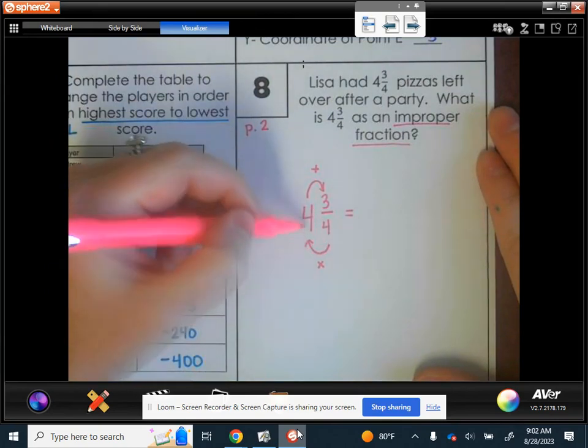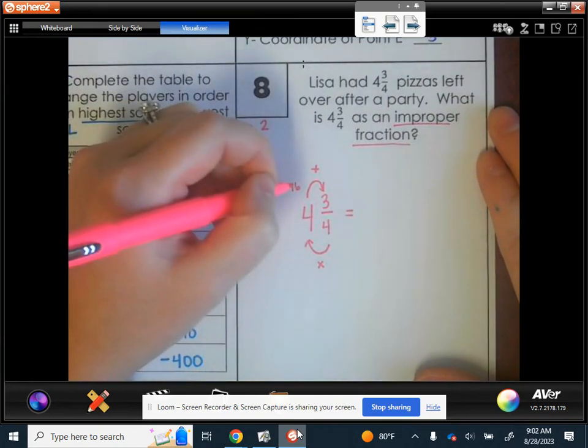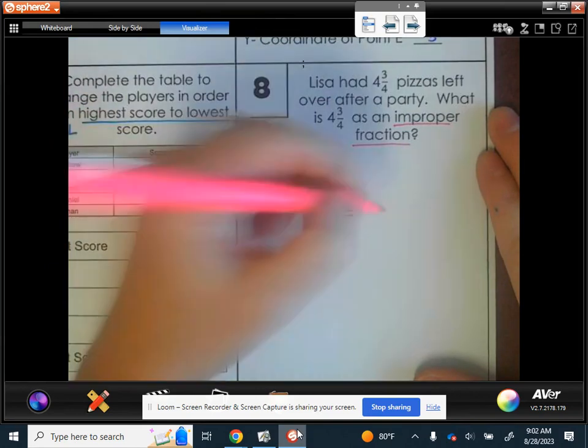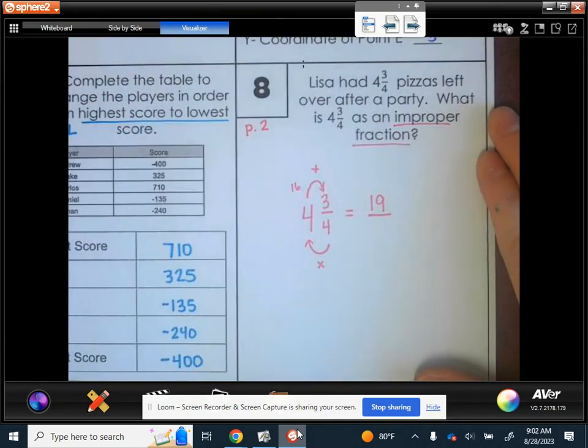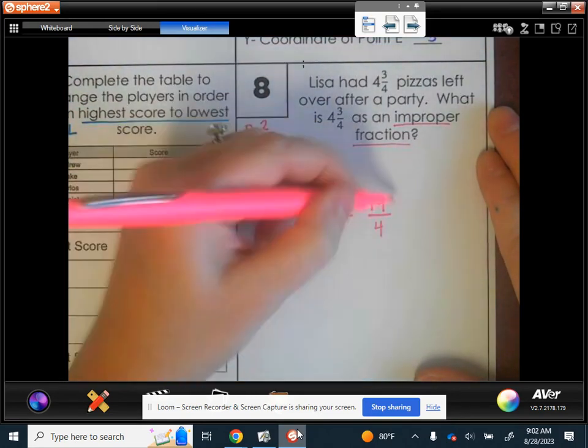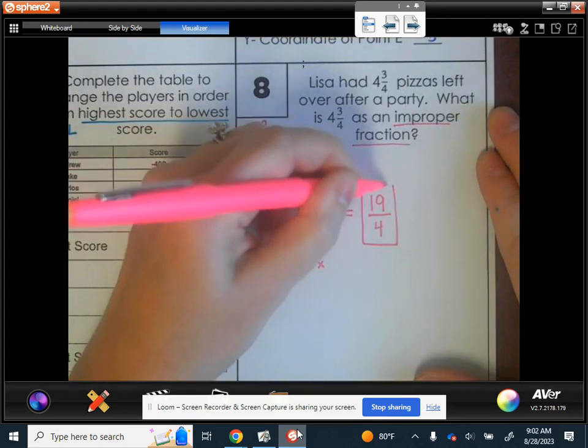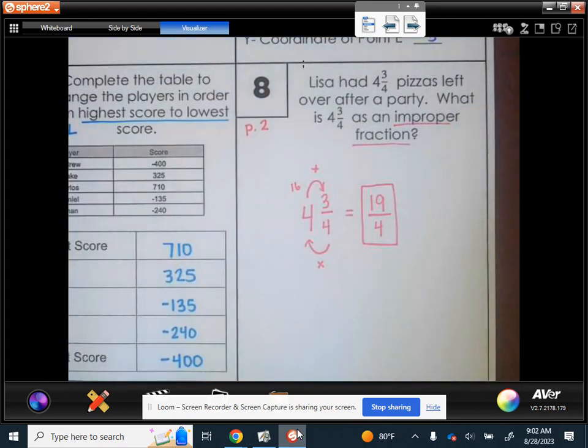So 4 times 4 is 16. Then we take 16 and we add 3 to that. That gives us 19. And then, like I said, our denominator stays the same. So 19/4 would be our answer there.